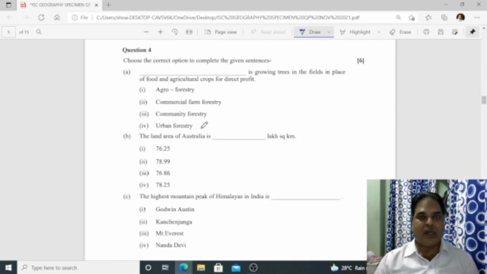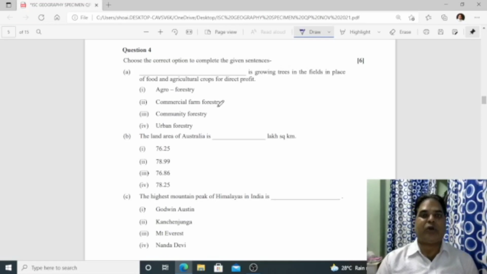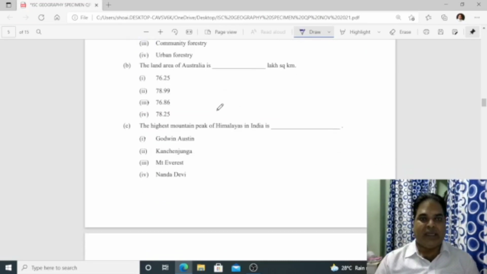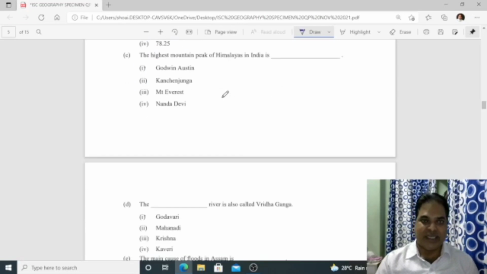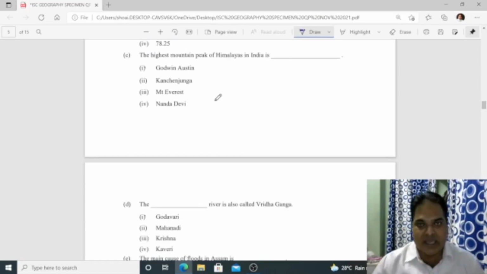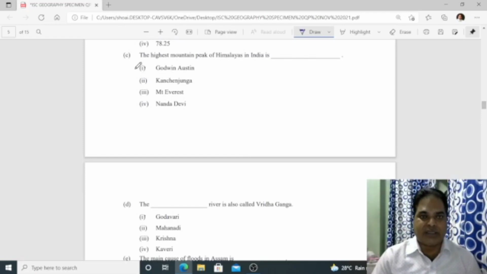4. Choose the correct option to complete the given sentences. Dash is growing trees in the fields in place of food and agricultural crops for direct profit. So it is commercial farm forest. Now B, the land area of Australia is 76.86 lakh square kilometers. Number 3 is correct. C, the highest mountain peak of Himalayas in India is Godwin Austin, number 1.